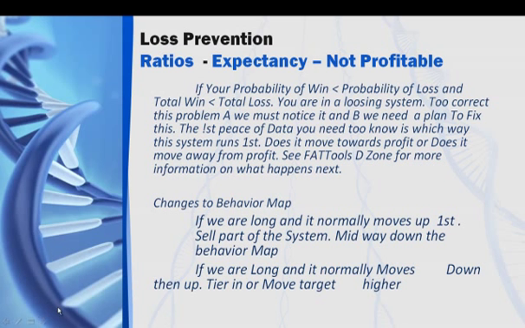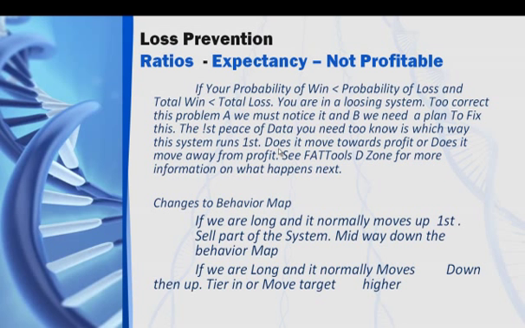Okay. Now, if your probability of win is less than your probability of loss, and your total wins are less, you're in a losing system. To correct this problem, you need to notice it. We need to plan to fix it. The first piece of data, find piece. English teachers, find some piece. You need to know which way the system runs first. Does it move towards profit or does it move away from profit?